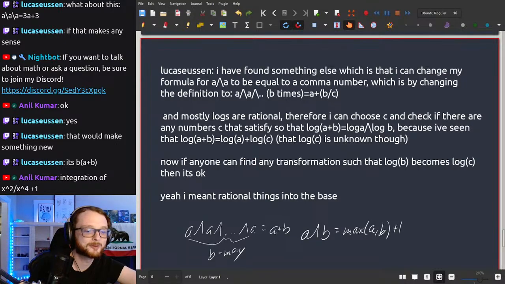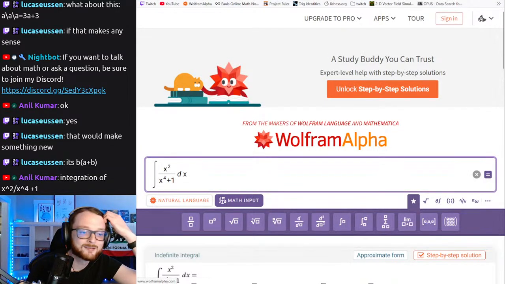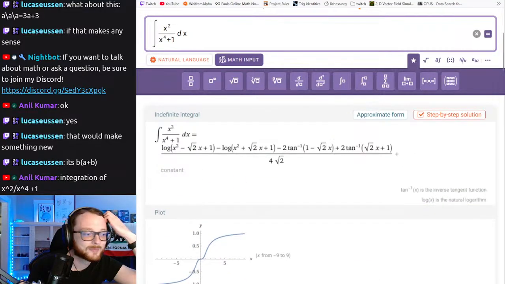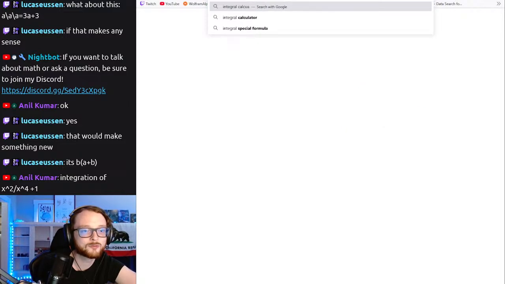Oh, that's a really hard integral, Neil. Let me just look up how this one is gonna work. Yeah. Neil, are you in like a calculus class or what are you studying right now?